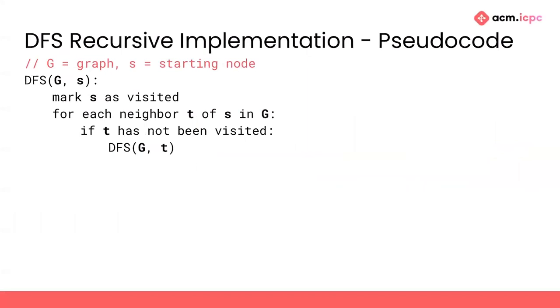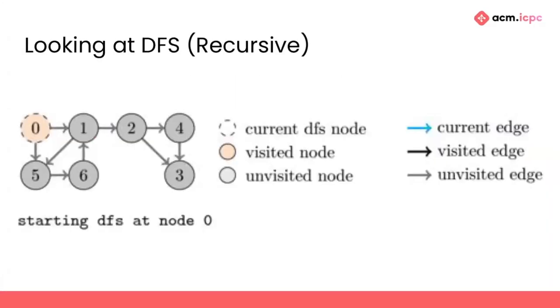The pseudocode for the DFS recursive implementation is really short. It's only about 4 lines. Again, we're given the graph and its starting node. What we do first is mark the starting node as visited. Then for each neighbor of the starting node, if it hasn't been visited, we call DFS on it. And that's it. So going back to the slide, we can try to come up with a way that this graph can be traversed using DFS.